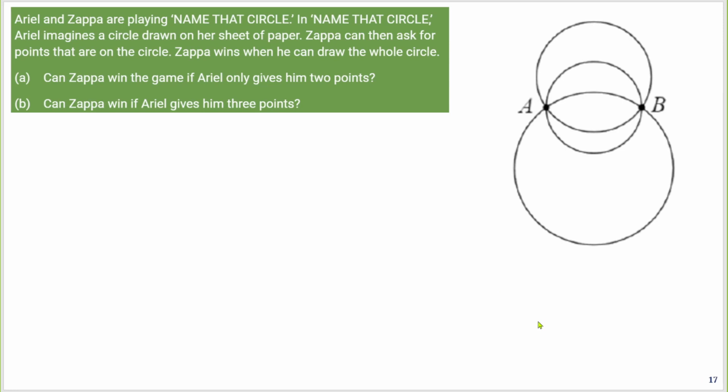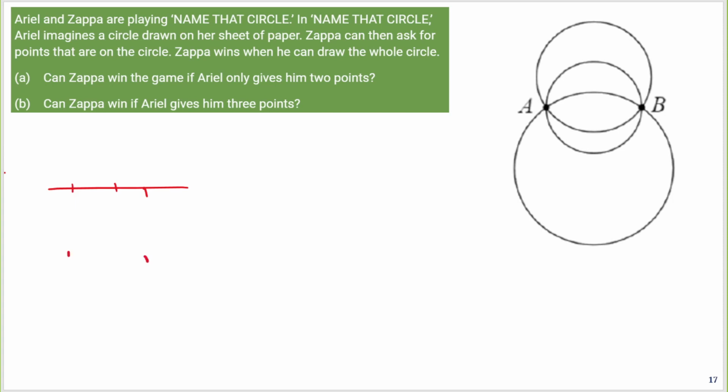So how about 3 points? Can 3 points determine a unique circle? I mean 3 non-collinear points. If the 3 points are collinear, you can't draw any circle, right? Collinear means they're on the same line. If 3 points are on the same line, you can't draw any circle.